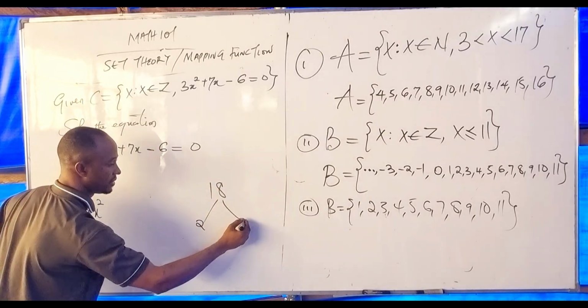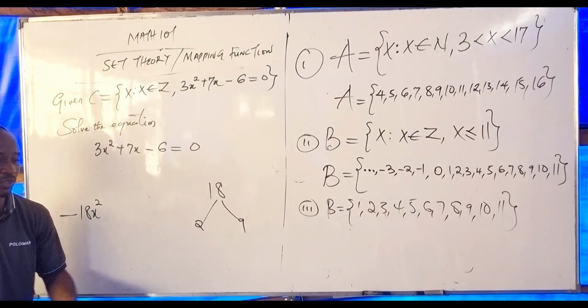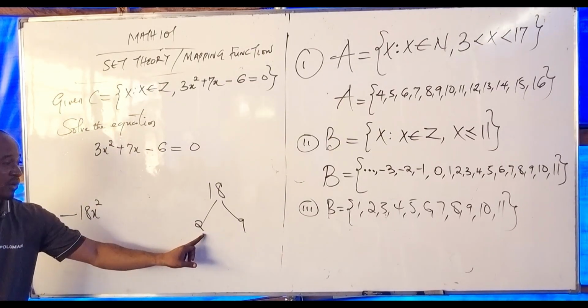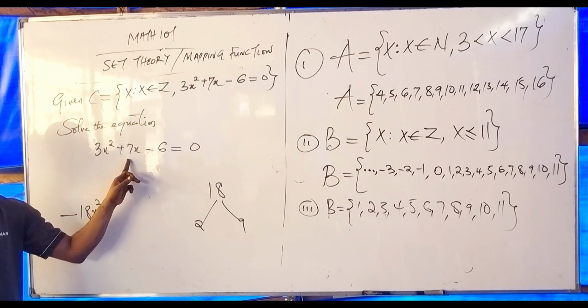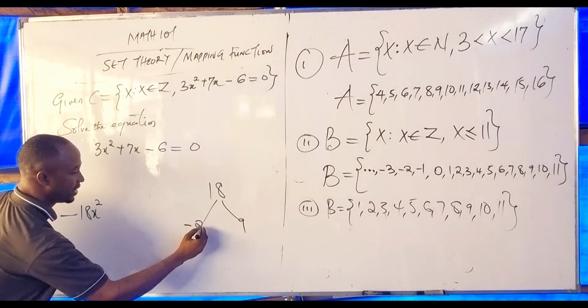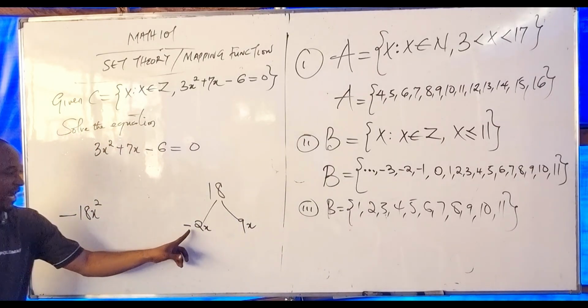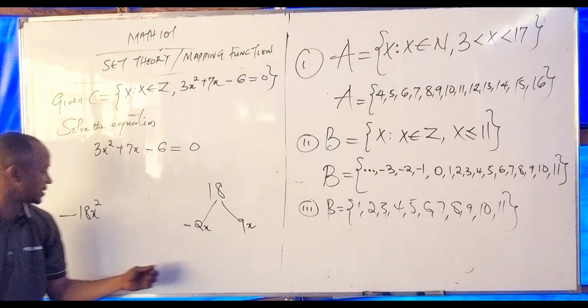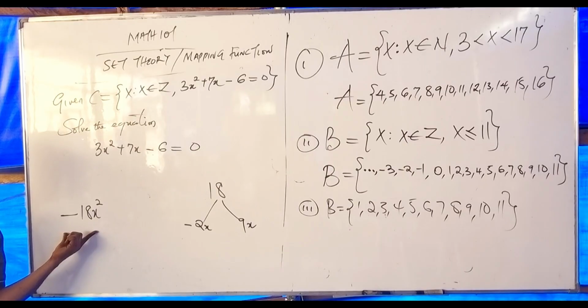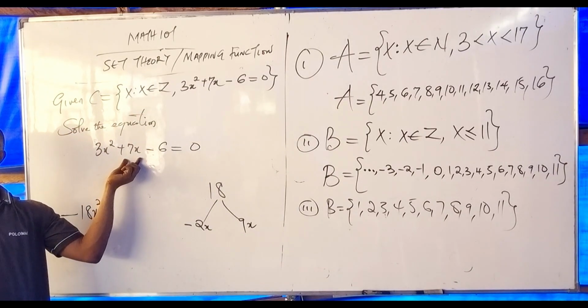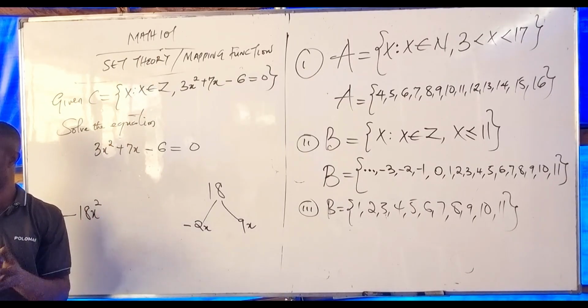What do you have there? 9. Logically, I can work with 9 and 2. Do you know why? What is 9 minus 2? 7. So that means here can be minus 2x. Here's plus 9x. Minus 2x times 9x is minus 18x squared. Right? Minus 2x plus 9x is 7x. Is that okay?